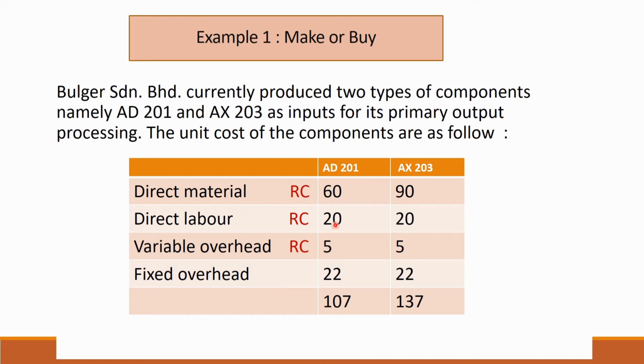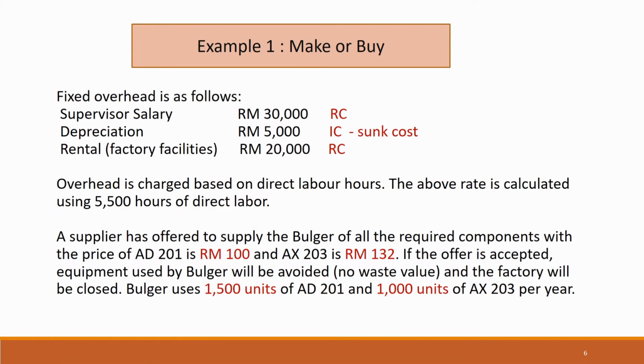So the company is producing 2 components. So this is the total cost of producing AD201 and AX203. Based on the question just now, fixed overhead is as follows. Supervisor's salary, depreciation, and rental of facilities. So we look at the question below. The sentence, overhead is charged based on direct labor hours. The above rate is calculated using 5,500 hours of direct labor.